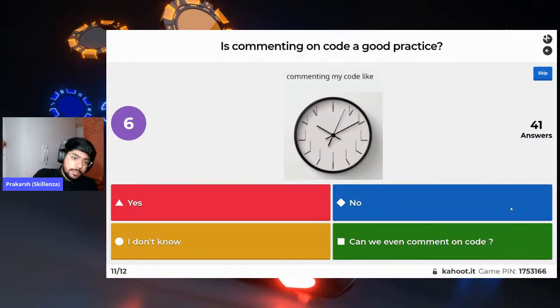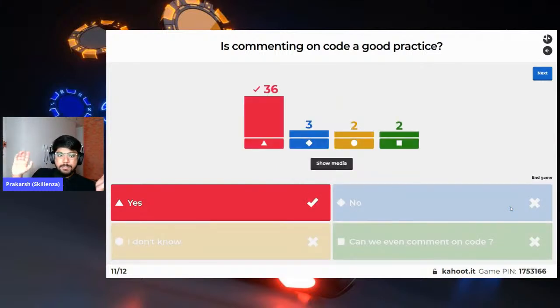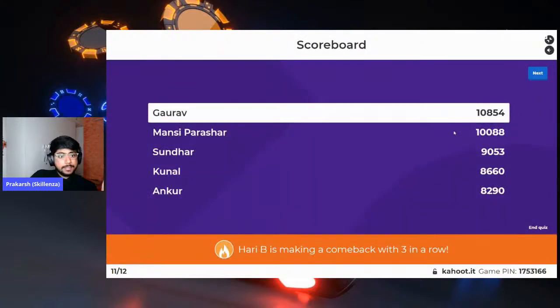There is next question. And after that, I'll tell you about these questions. So these fun questions are, oh, yes. People were like, no, commenting on code is not a good practice. Okay, we'll discuss the question in the Discord channel. I'll invite you to the Discord channel and we'll have a word. Okay. Gaurav on the first, Mansi on the second, Sundar on third, Kunal there, and Ankur there.